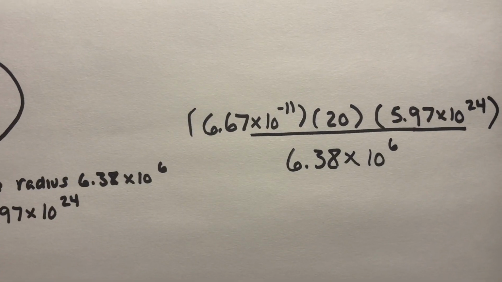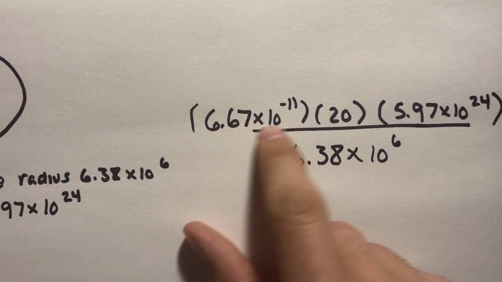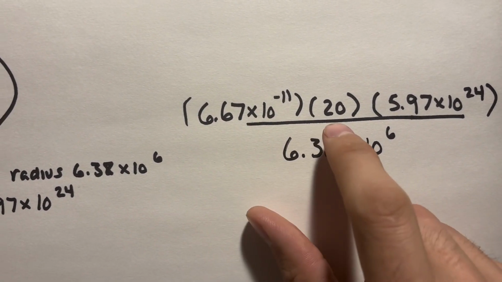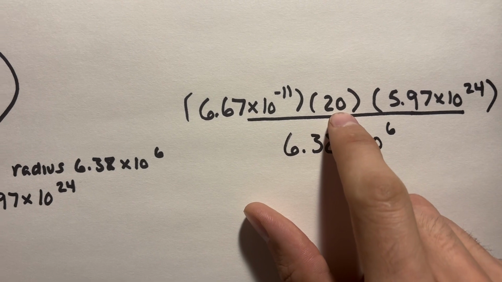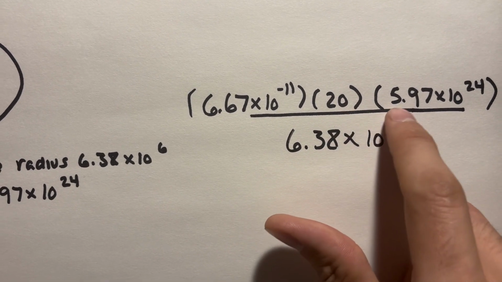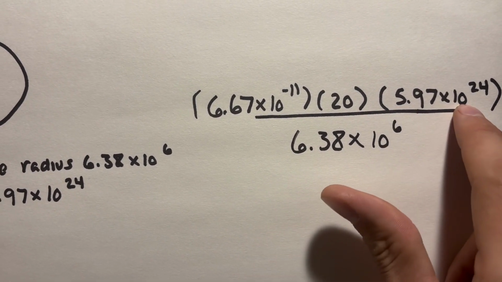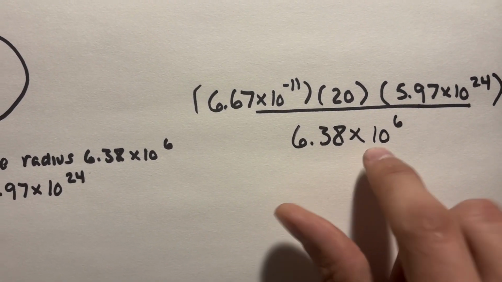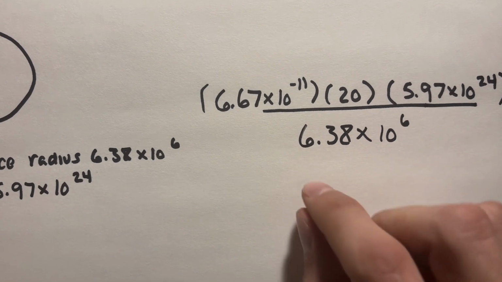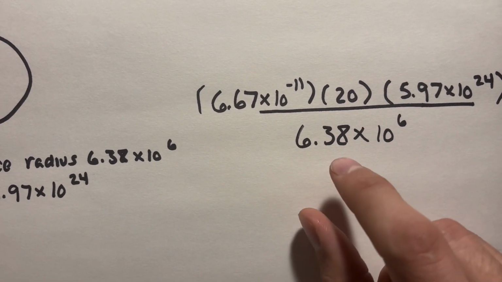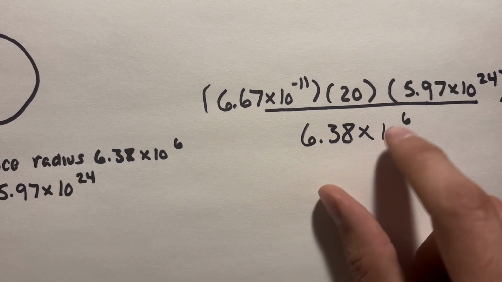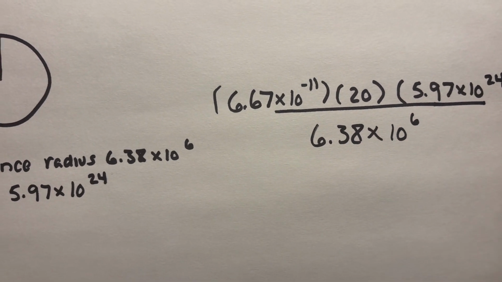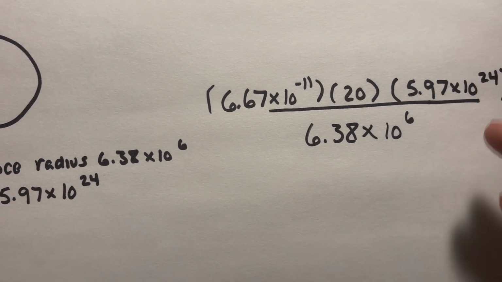Here's the equation. We've got the gravitational constant, multiplied by object 1, which is 20 kilograms, multiplied by the mass of the earth, divided by the radius of the earth, from the center of the earth to the surface of the earth, which is where the object is sitting, squared. Forgot to put a 2 there.